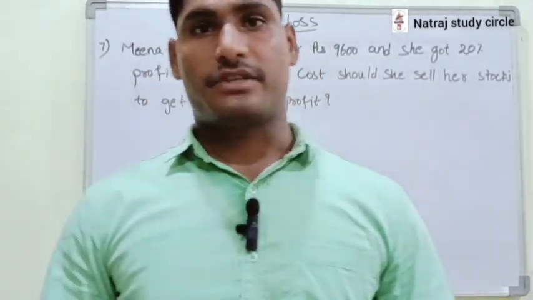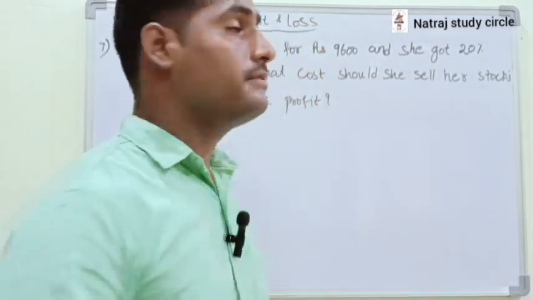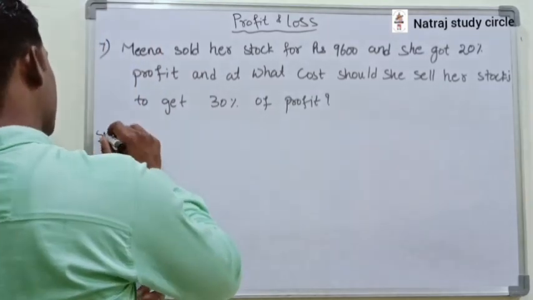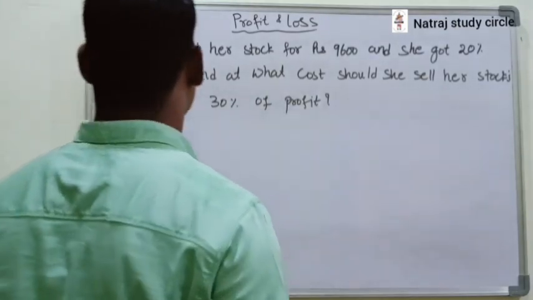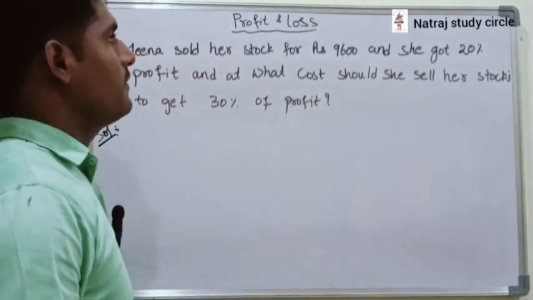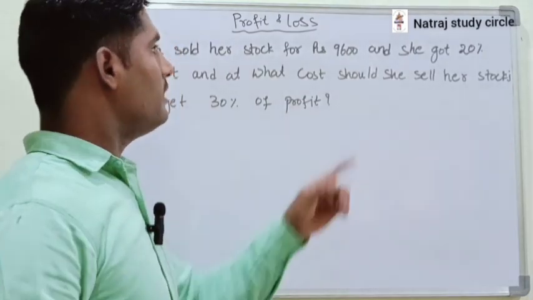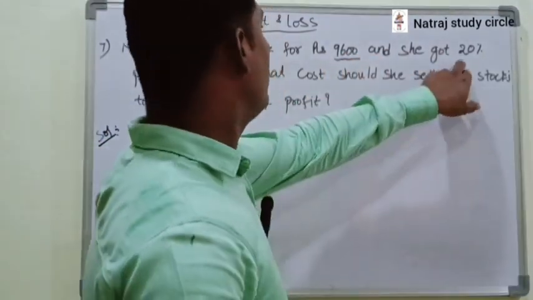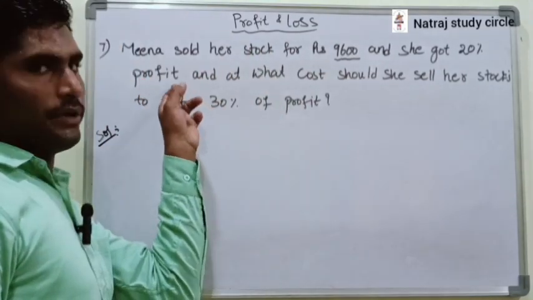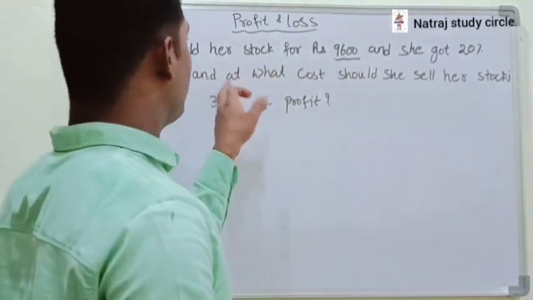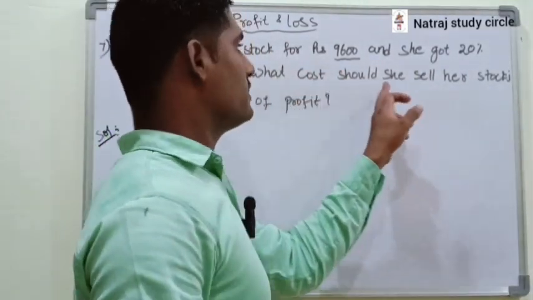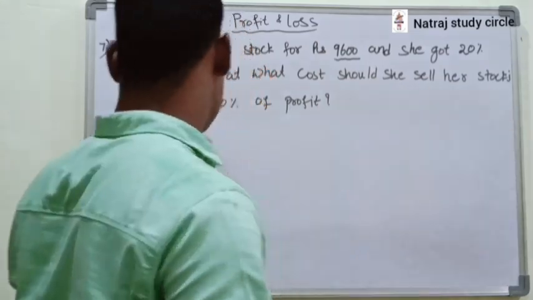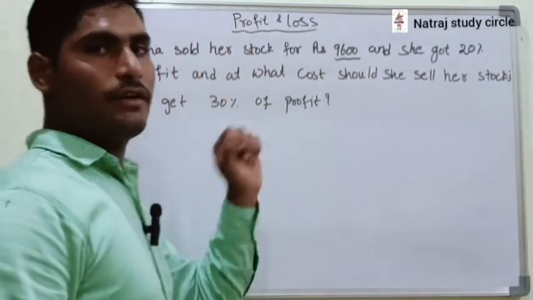Here is the seventh question. So what is the seventh question? Meena sold her stocks for 9,600 and she got 20% profit. At what cost should she sell her stocks to get 30% profit?